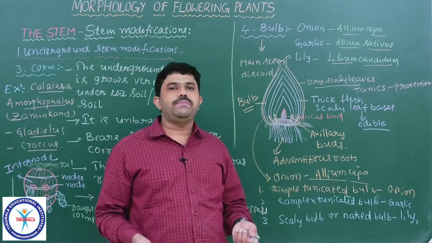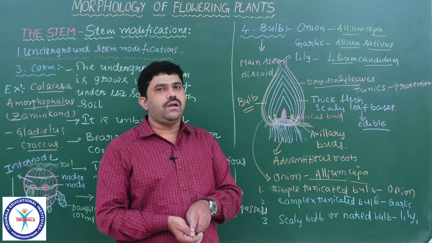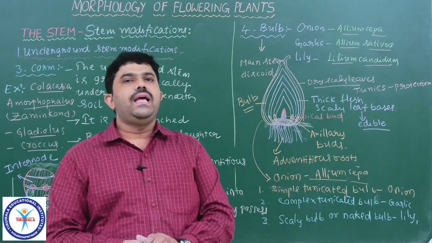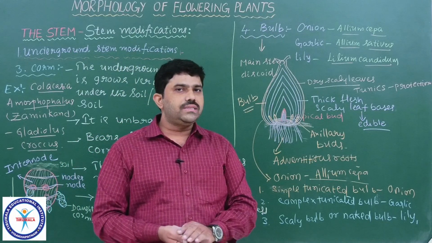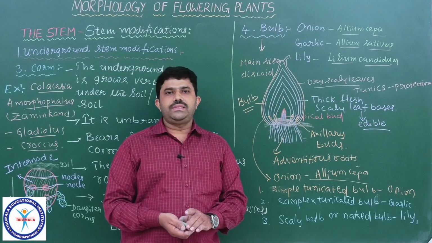So all these four different types of underground stem modifications we have discussed now. In the next lecture, we are going to discuss aerial stem modifications like stem tendrils, thorns, phylloclades, cladodes, and bulbils. Now, got the point?